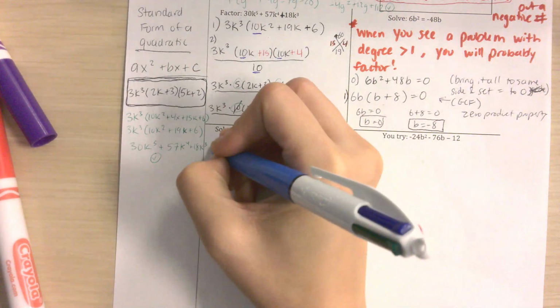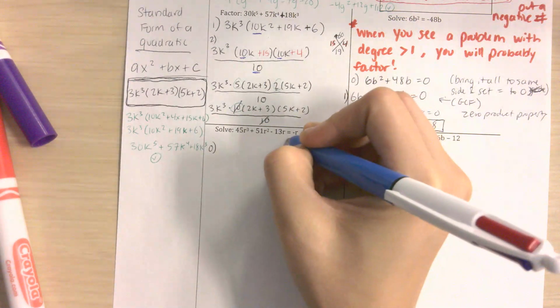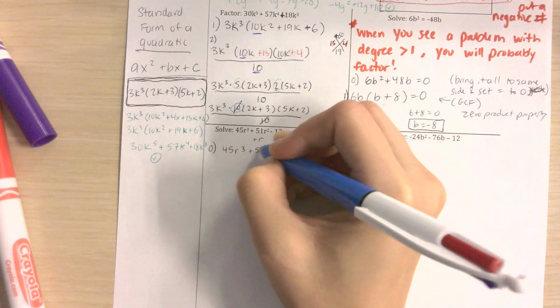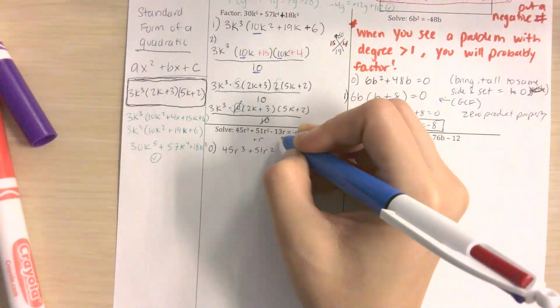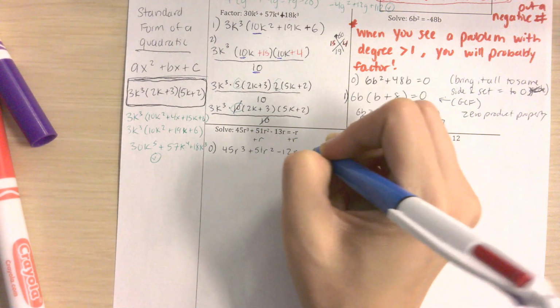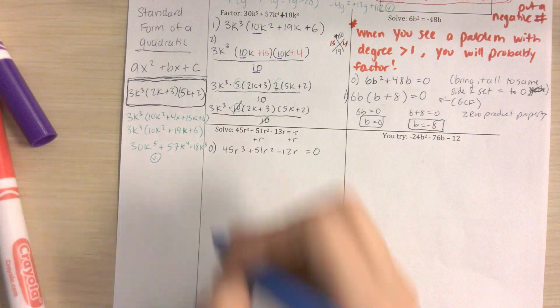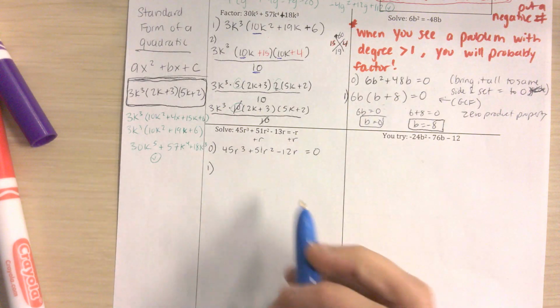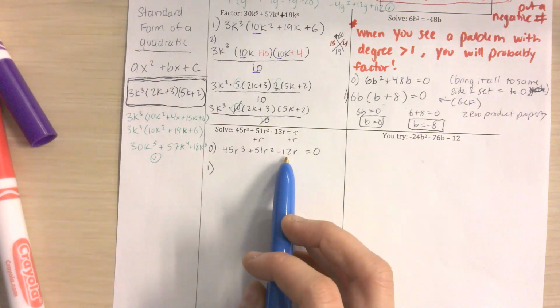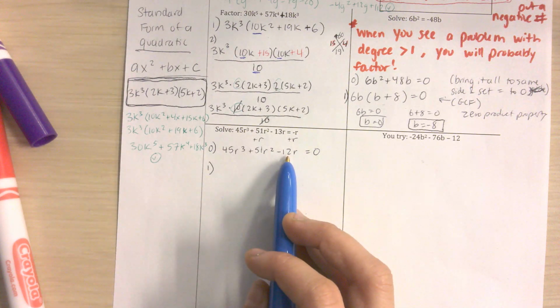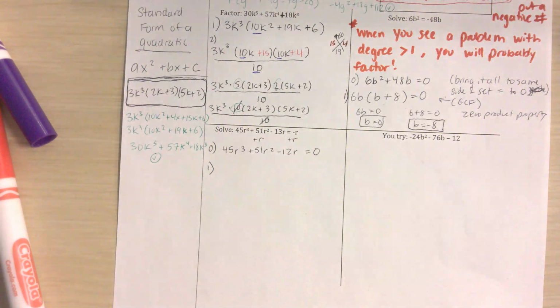So step 0, we're going to add r to both sides. So we have 45r to the third plus 51r squared, negative 13 plus 1 is negative 12r equals 0. And now we need our greatest common factor. This one is 12 and 1, but these two can't do 12. And then we have 2 and 6. This one can't do 2. And then we have 3 and 4. So it looks like 3 is going to be our greatest common factor.